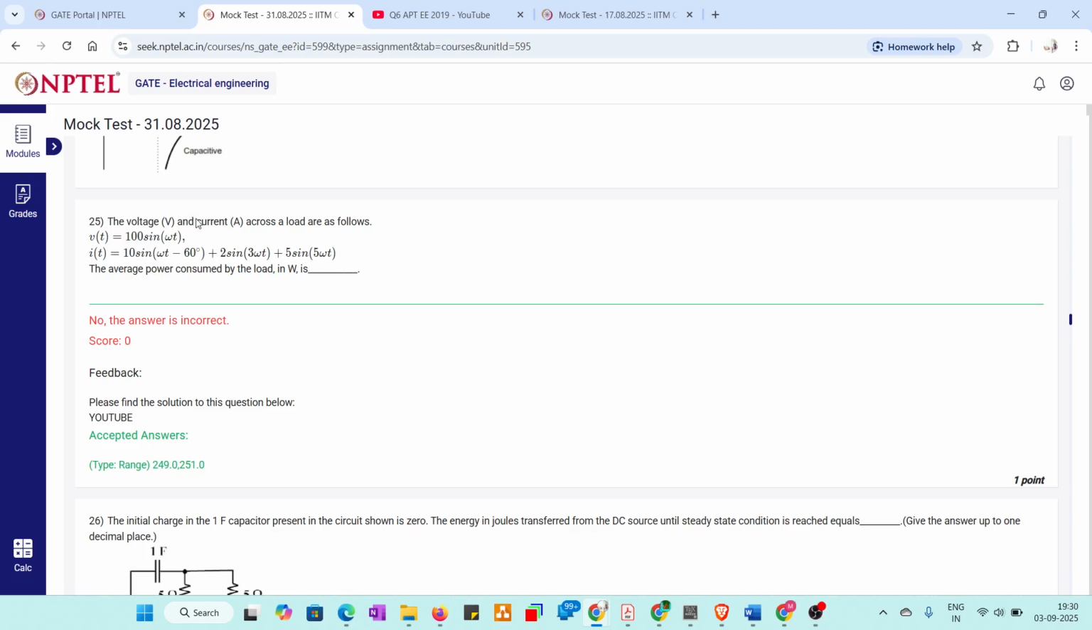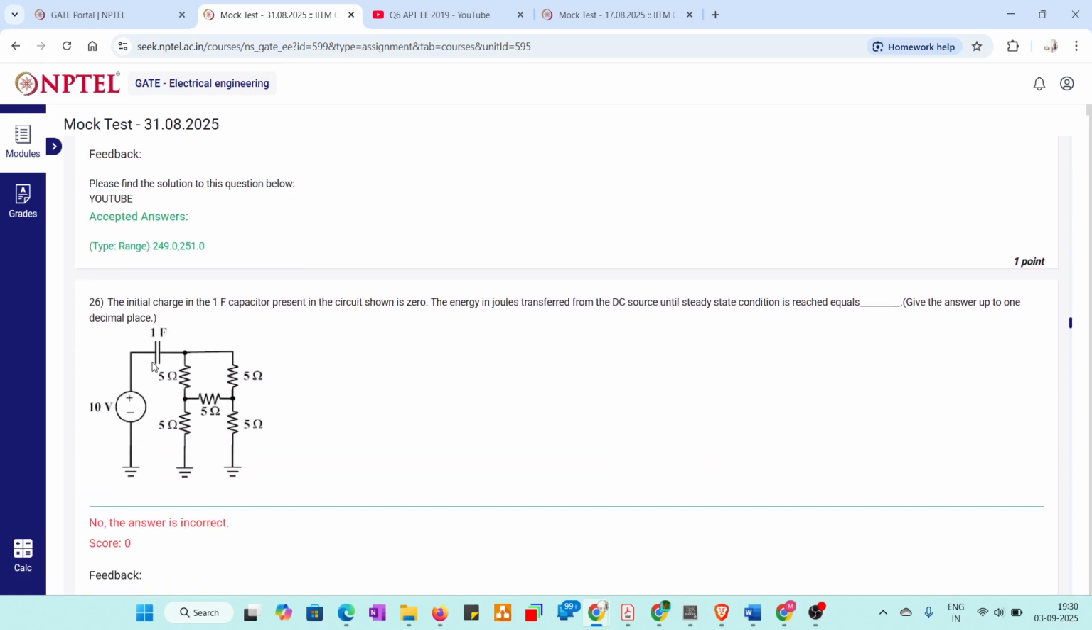So the voltage, okay, this is a fill in the blanks question. Okay, voltage across the load asking. So average power consumed by the load, that we need to find out. Okay, next we see the initial charge 0, the energy in joules transferred from DC source until the steady state is reached equal. Okay, so decimal plus, so questions right.